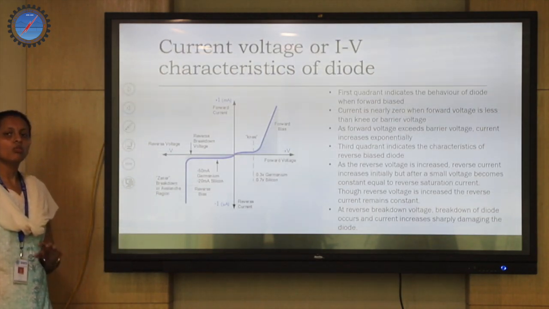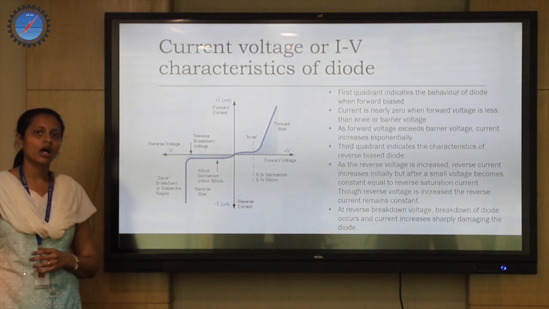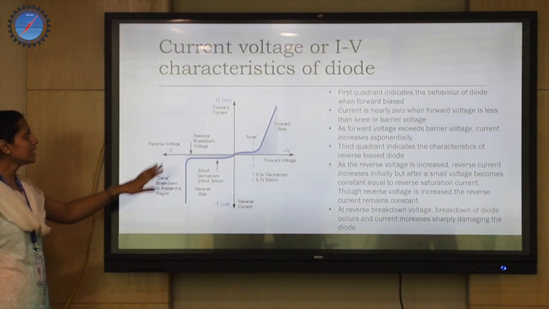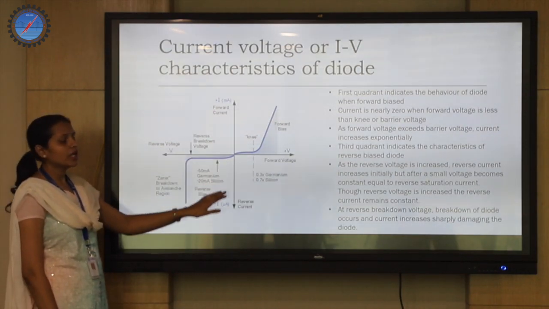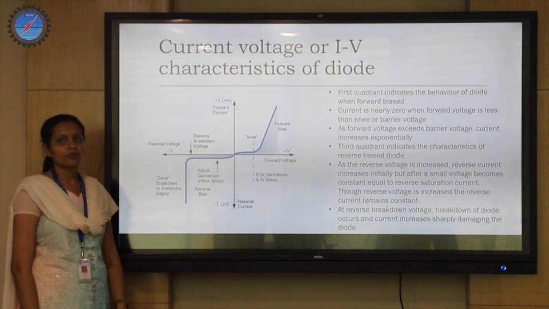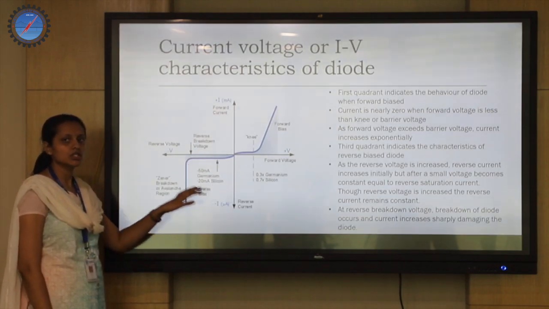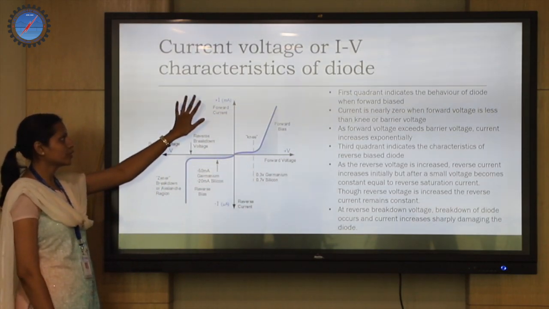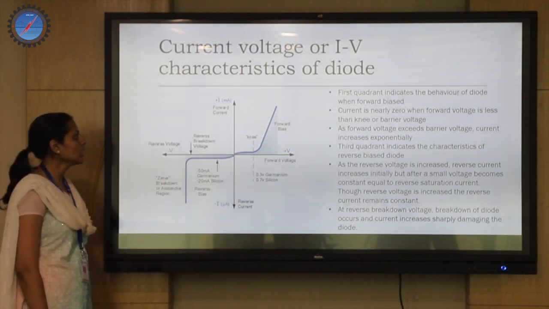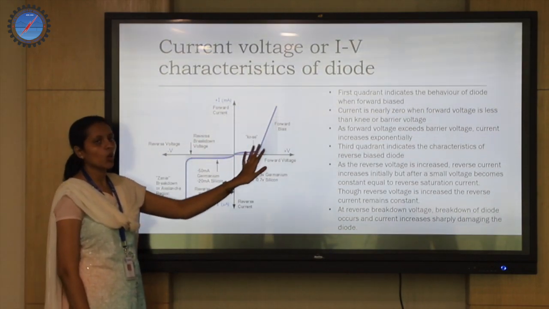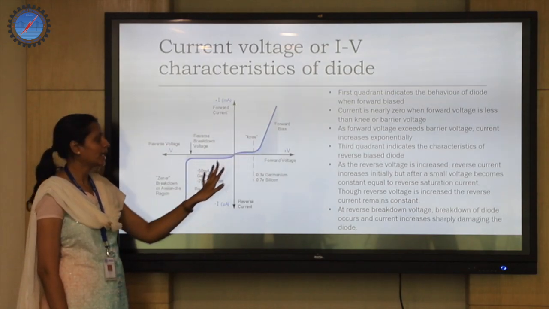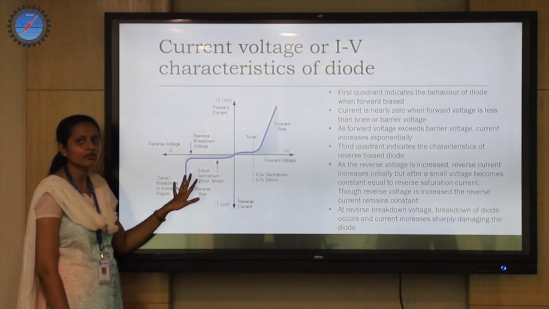Now we'll move on to the characteristics of a diode. What is the characteristic of a diode? It is a plot of current through the diode and voltage across the diode. So if you're plotting I versus V, this is called the characteristic of a diode. Now what you can see here is in the first quadrant we have a characteristic, and in the third quadrant we also have a characteristic.